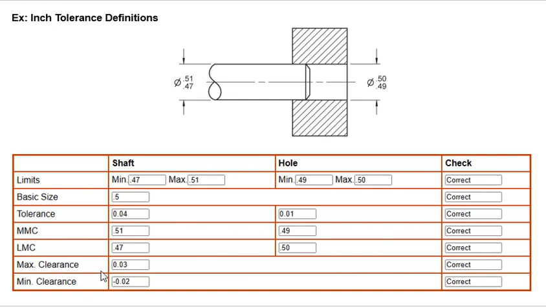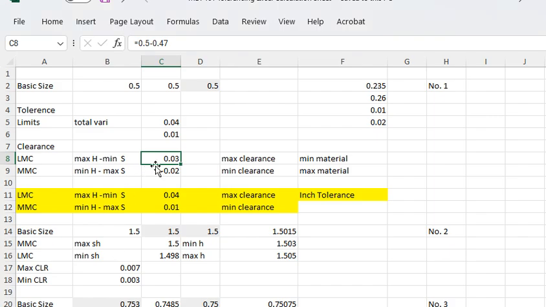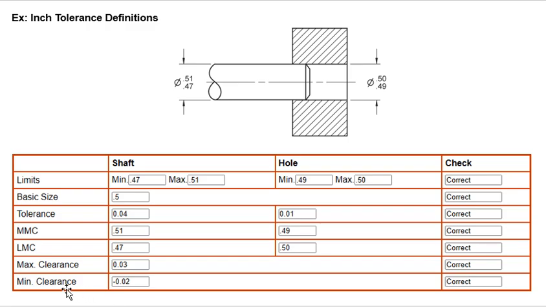All right, maximum clearance is easy to calculate. So let's go back to Excel. And here all you have to do is just take maximum hole minus the minimum shaft. This is S for shaft and H for hole. So 0.5 is your max for hole, 0.47 is min for shaft, and minus it, and you're going to get 0.03. Do the same thing for the minimum clearance. You're going to get that.